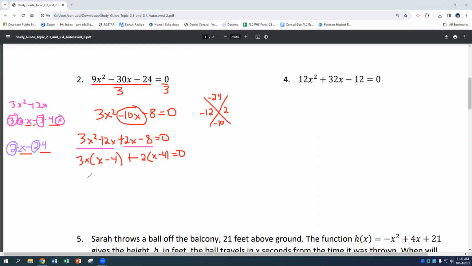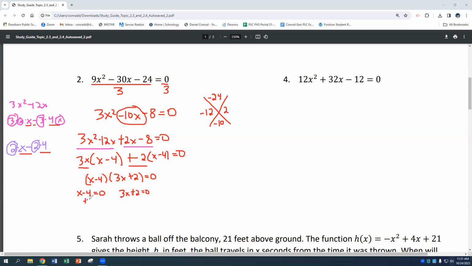So now we can factor out that x minus 4. And then what we have left is going to be 3x plus 2 equals 0. So now we can solve. We have x minus 4 equals 0. And we have 3x plus 2 equals 0.